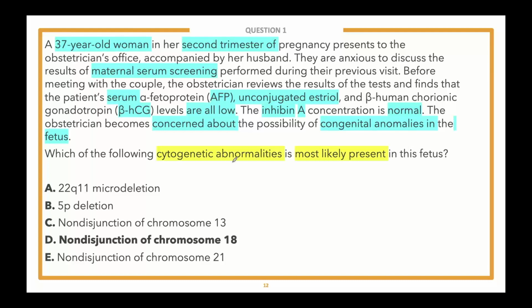Answer choice B, 5p deletion, that's indicative of cri-du-chat syndrome. And this disorder can be diagnosed in utero. There are some classic signs and symptoms like a cat-like cry, but that's not what we're getting at with the levels that they're giving us. And then lastly, answer choice A, this is getting at DiGeorge syndrome. And this is not something that usually is detected via prenatal maternal serum screening. So also incorrect. So the best answer choice here is D.